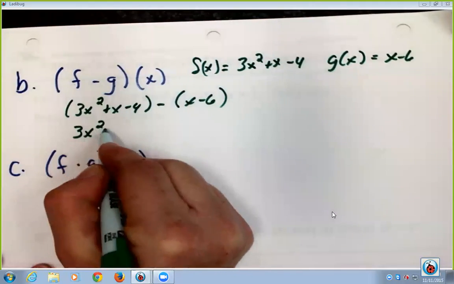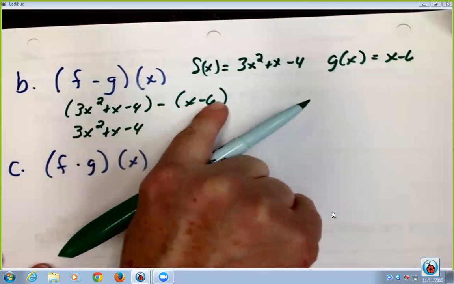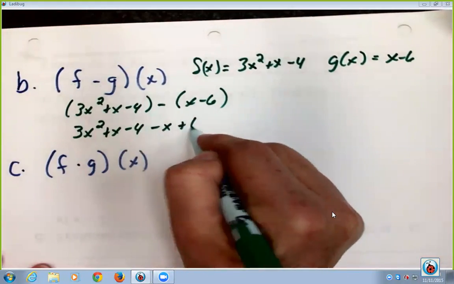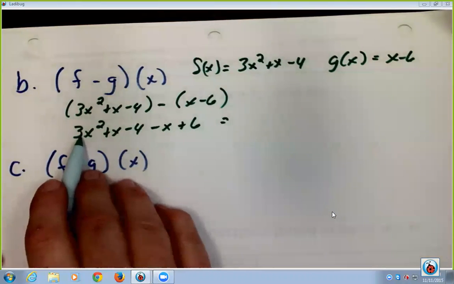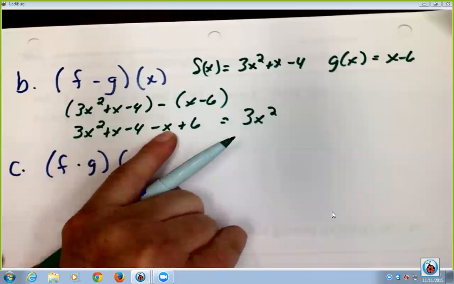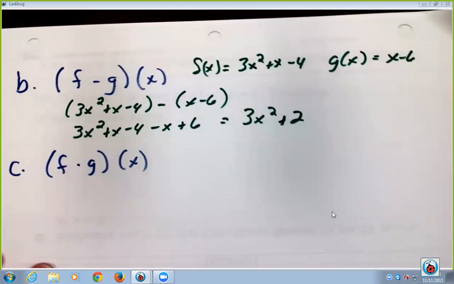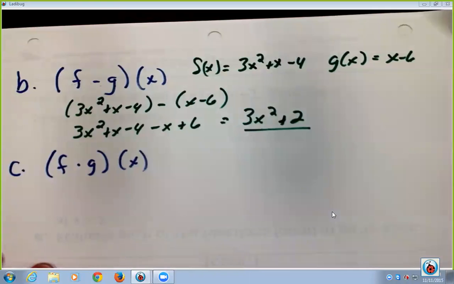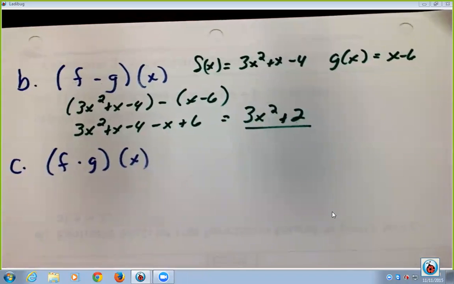The difference between this one and the adding one is that when I get to the subtraction piece, I need to change my signs. So the x is going to become negative. The negative 6 is going to become positive. And what happens when I put those together is 3x squared doesn't have anybody to go with it. A positive x and a negative x, long gone. A negative 4 and a positive 6 just leaves me with a positive 2. So notice this changed from what it was when I added it. It became something completely different as I worked through that. So be careful with those.